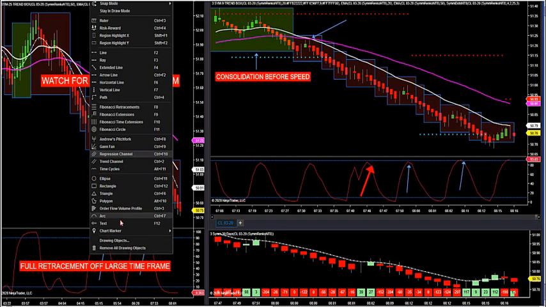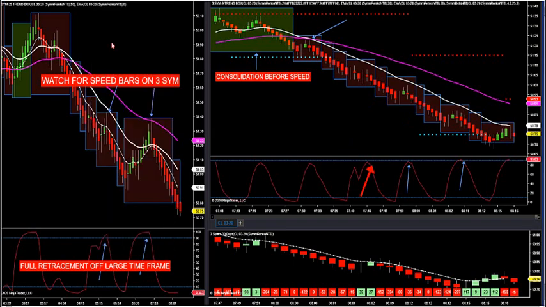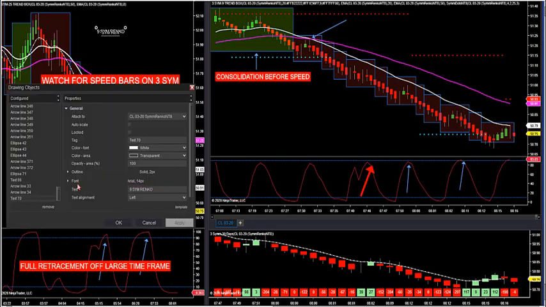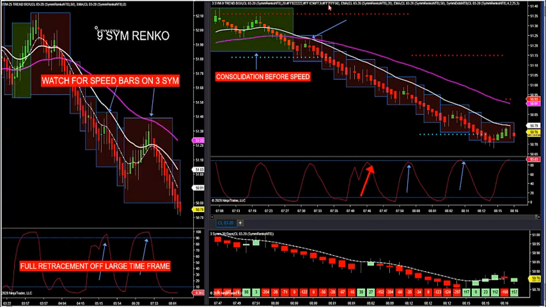So this is a 9 sim Renko. Let me show you how to trade off a larger time frame into a smaller one. These trades typically are your biggest trades of the day on any market. So here's a 9 sim Renko bar. Now watch how we do this. There's another technique that I like to use, trying to catch the larger time frame into a smaller time frame.